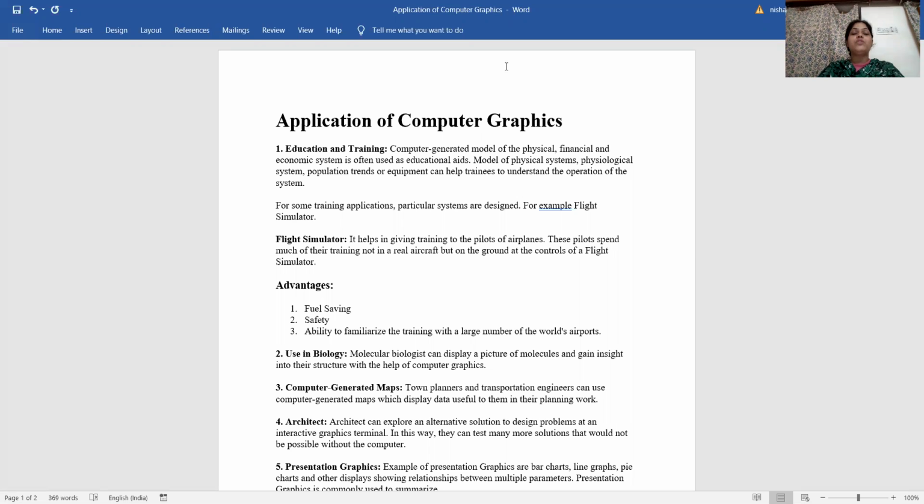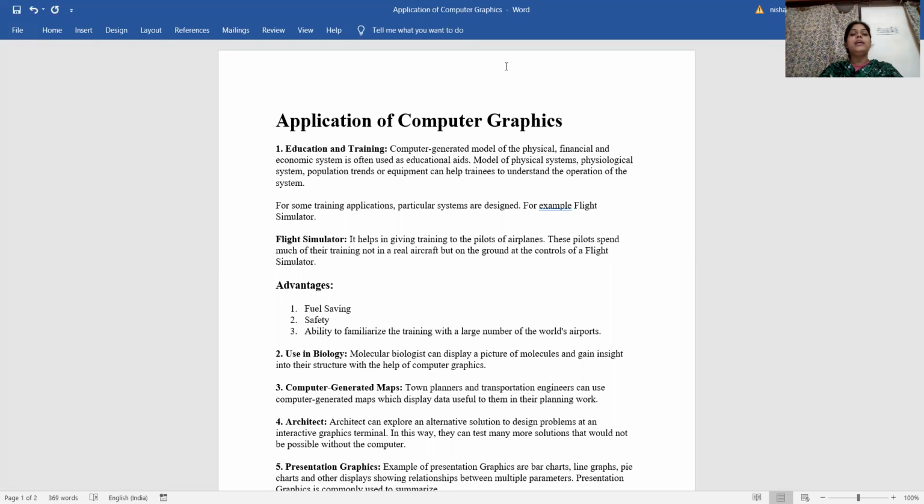In terms of education and training, computer generated models of physical, financial and economic systems are often used as an educational aid. Models of the physical system, the psychological system, population trends and equipment can help trainees to understand the operation of the system. For some training applications, particular systems are designed, for example, flight simulators.